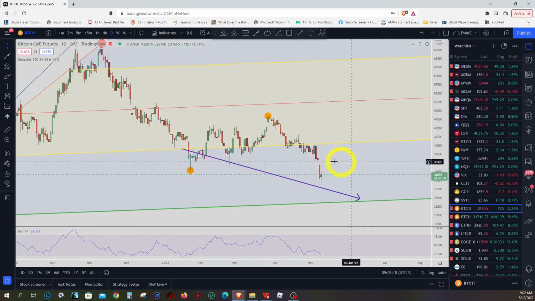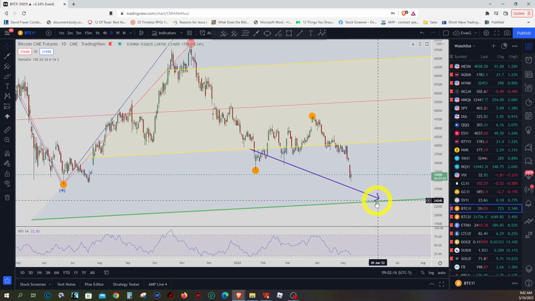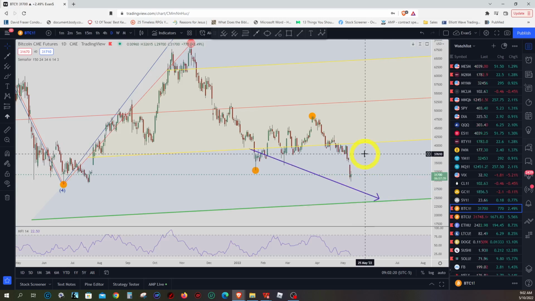But anyways, for Bitcoin, that's what I'm looking for. Eventually more downside, come down here to around the $25,000 level at least. Of course, it can go lower than that, but that's the level I'm looking for this trade set to be complete and where I'll start buying again.